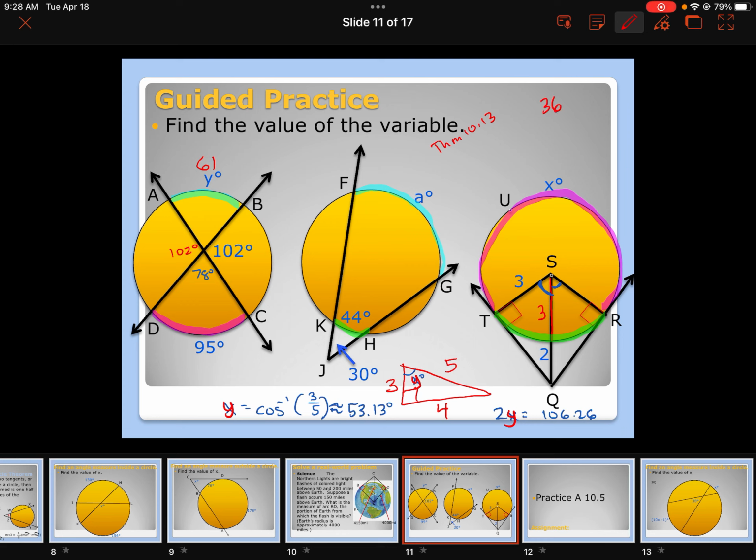Okay, so let's do 360, and let's subtract away that 106.26 that you still have in your calculator. Remember, subtract the exact answer, not the rounded answer. And that'll give you the measure of the magenta arc, which is what they're calling x. And that'll give you 253 point, we'll round now, 74.